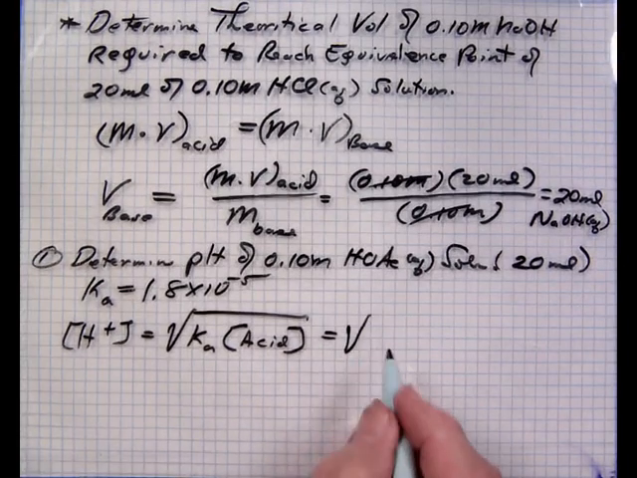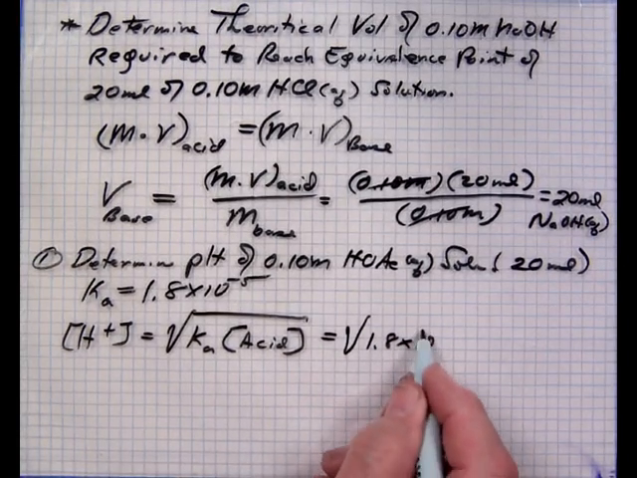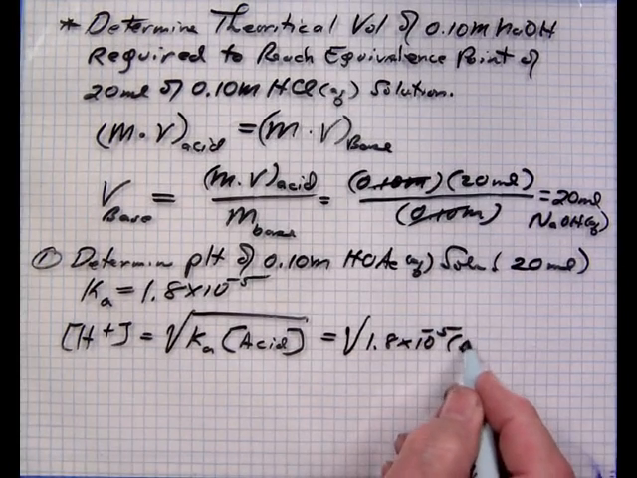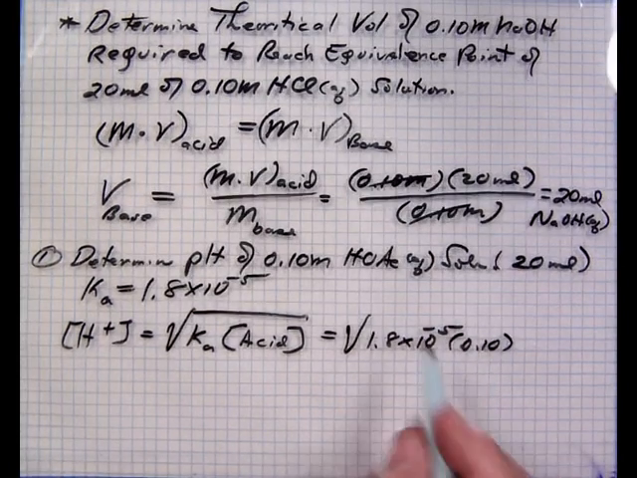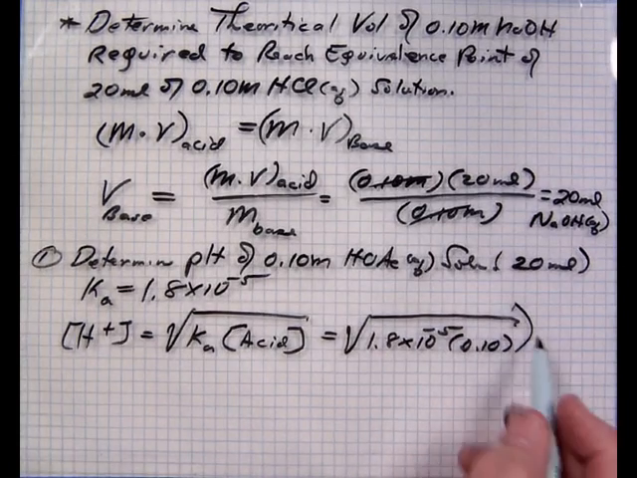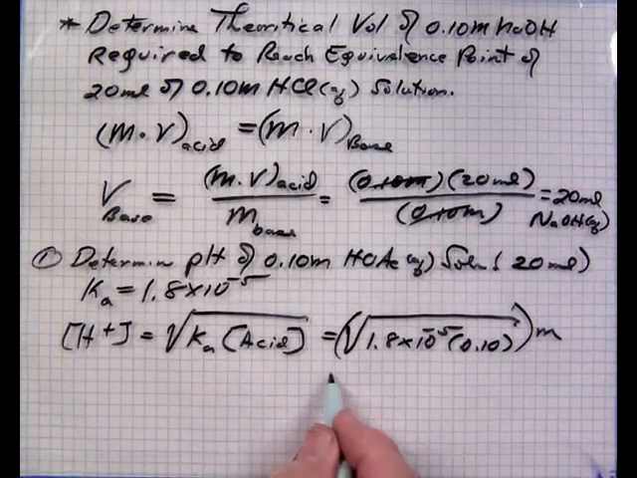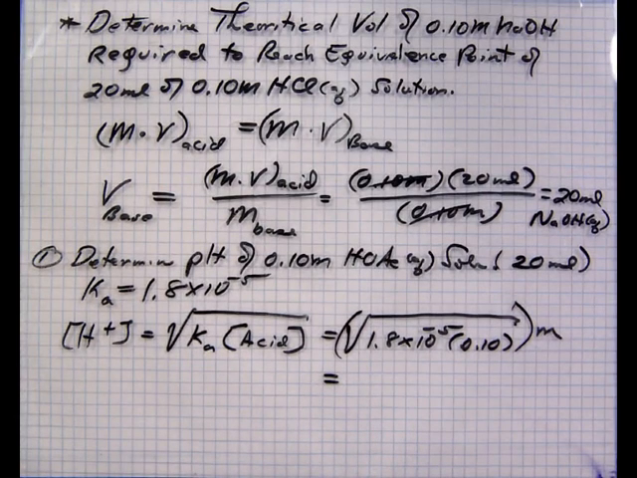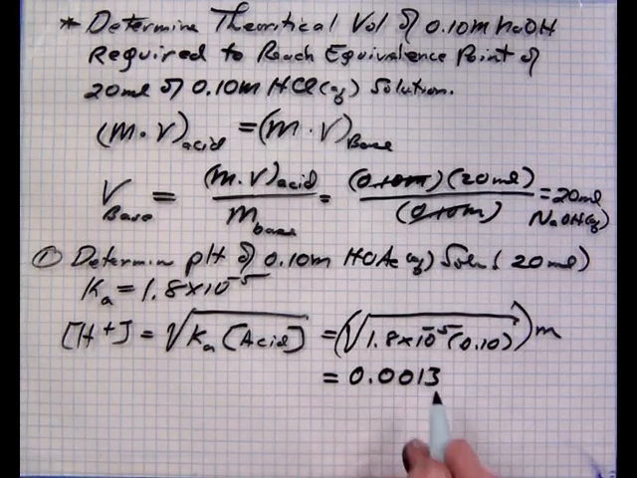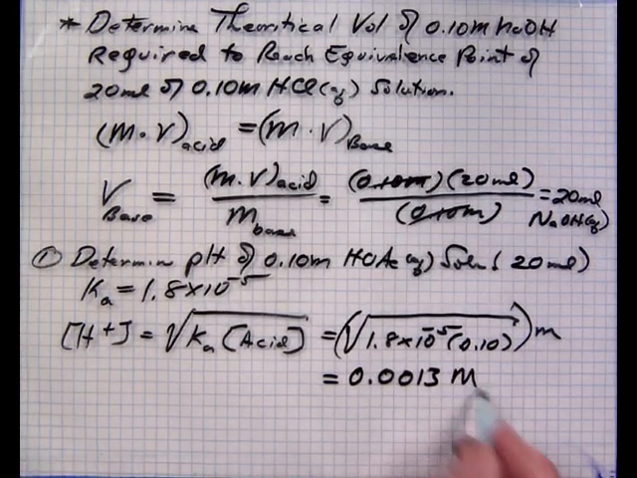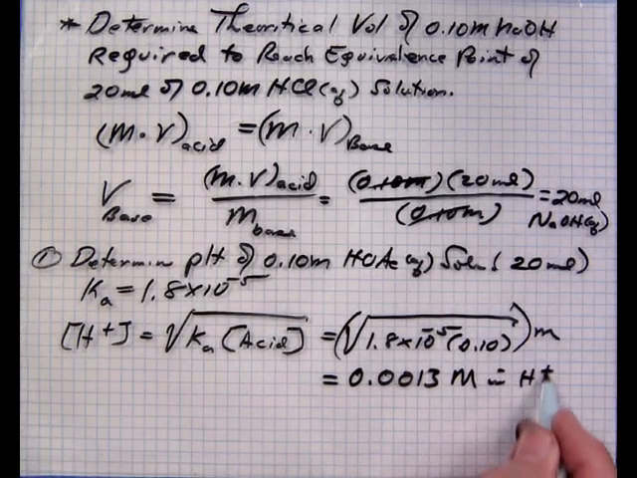And so we have 1.8 times 10 to the minus 5 times the 0.10 molar solution, and it'll come out in moles per liter. So the concentration of hydronium ion is 0.00134 molar in hydronium ions.